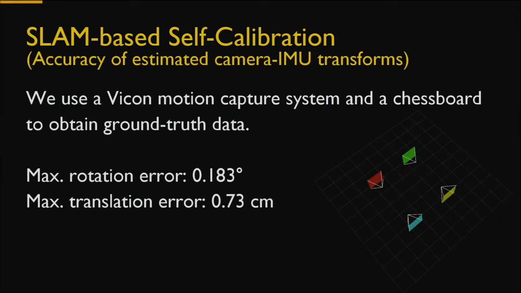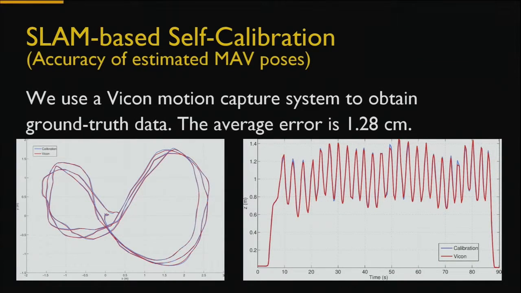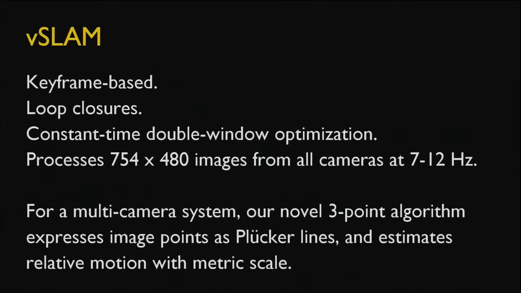And now you want to check how accurate the camera and IMU transform are. So we use the Falcon motion capture system and the checkerboard to get the ground truth data. And we see that we get low rotation and translation error. And also we check how accurate the poses from depth calibration are. And we can see that the poses are quite accurate, and it means the depth calibration is quite accurate.